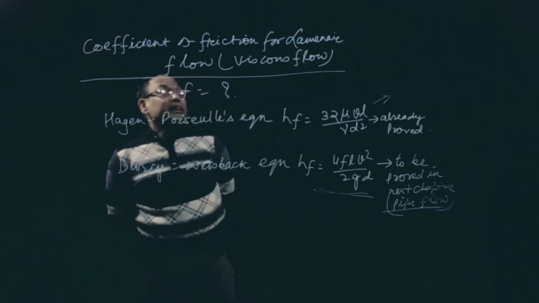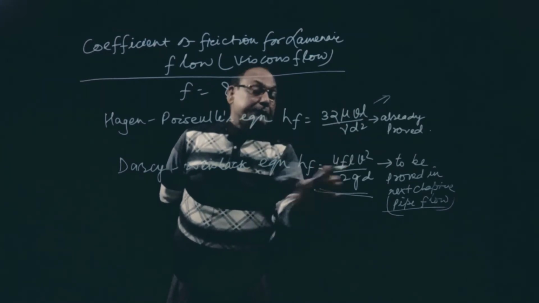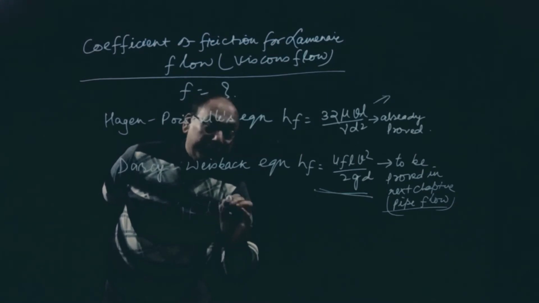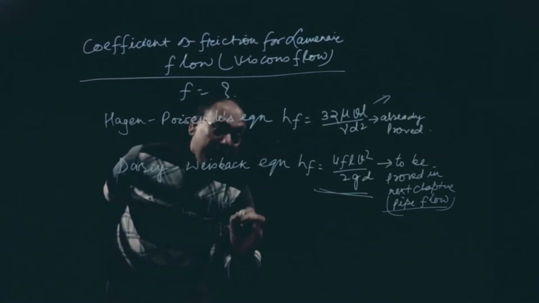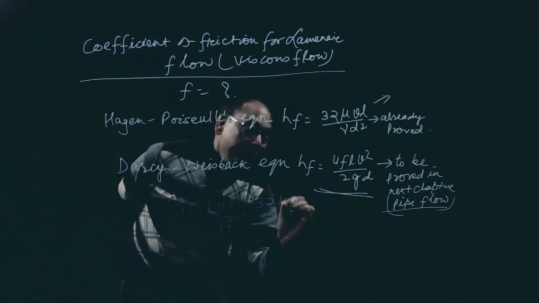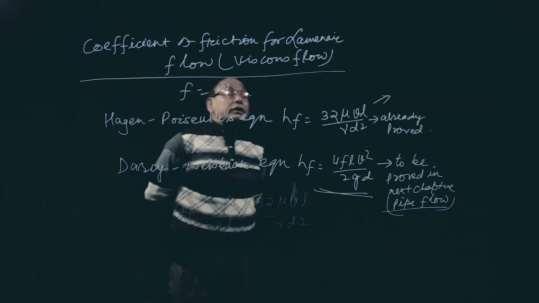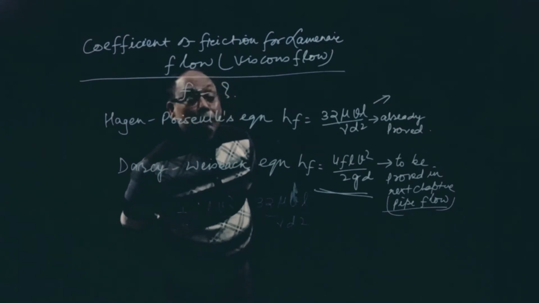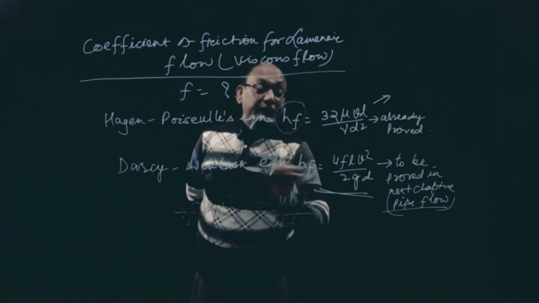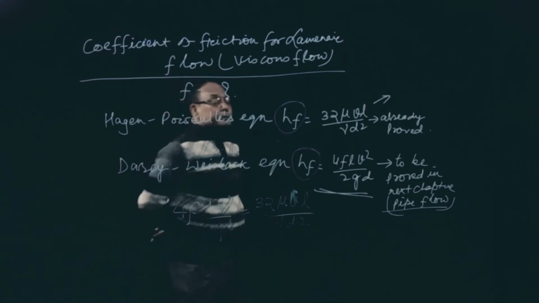Now see, HF is equal to this and HF is equal to this, so both are the same. 4FLV square by 2GD will be equal to 32 mu VL by gamma d square. We can equate them because both give the friction losses, the head loss due to friction. This we have already proved, and the other we are going to prove in the next chapter.